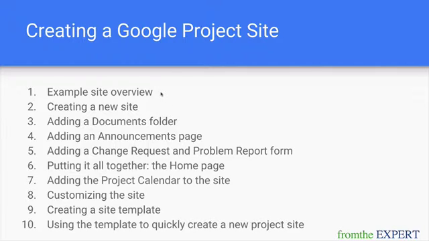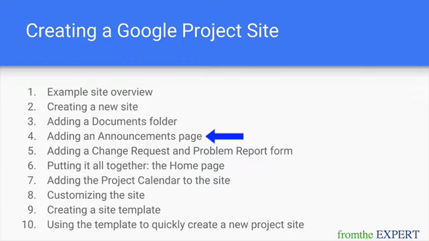First, we're going to look at an example site so you can see how we're creating a simple project site, one way to do that, and how to use it. Then we'll show you how to create a new site and make a few cosmetic changes to make it look a little nicer. How to add a documents folder. This is where you'll store all your project documents. You could have multiple folders, but in this example, we're only going to have one.